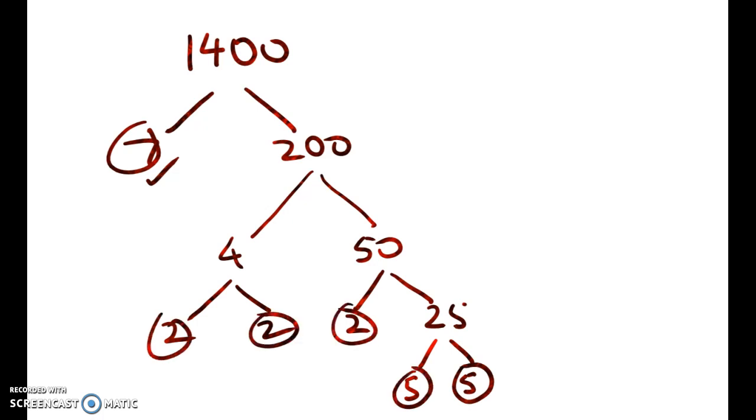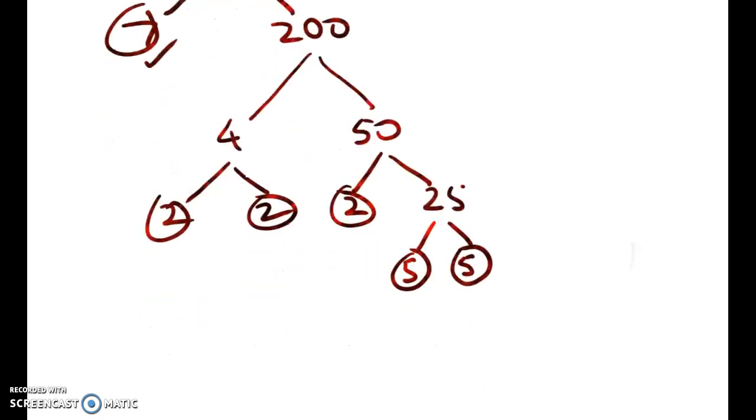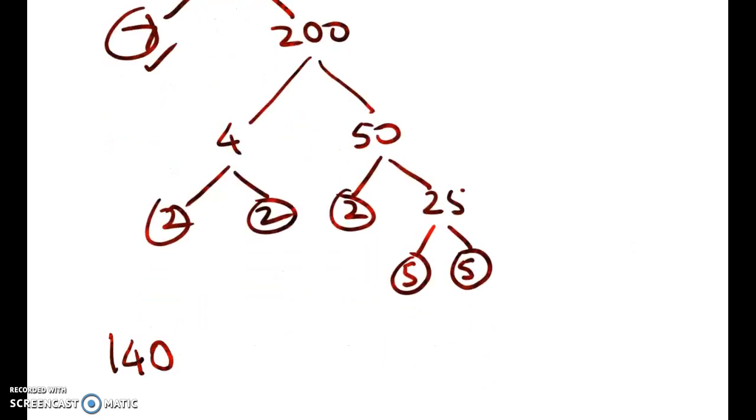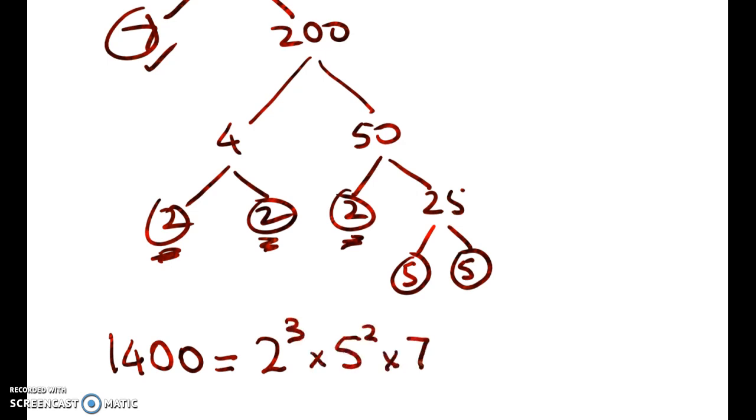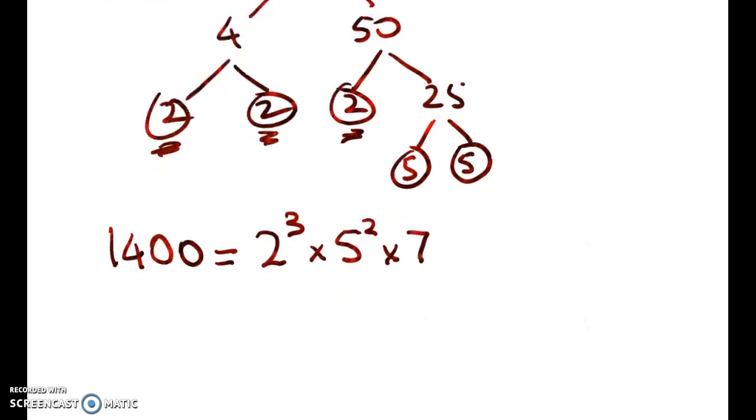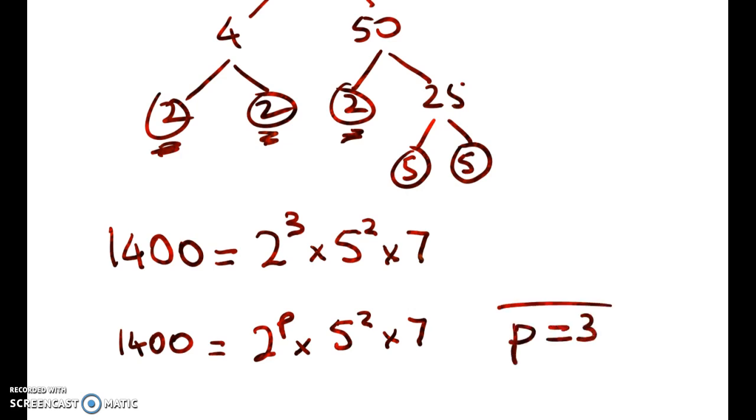So let's see what we've got. Well, 1400, and I'm going to go straight to index form here because I think you guys have probably done this often enough now, is 2 cubed times 5 squared times 7. And look what the question was asking me for. It wanted to know what was p. So we had 2 to the power of p times 5 squared times 7 is 1400, and we had to say what is p. So p is equal to 3.